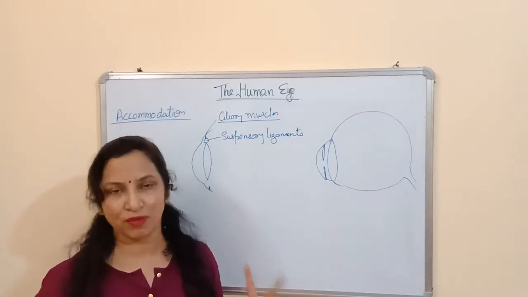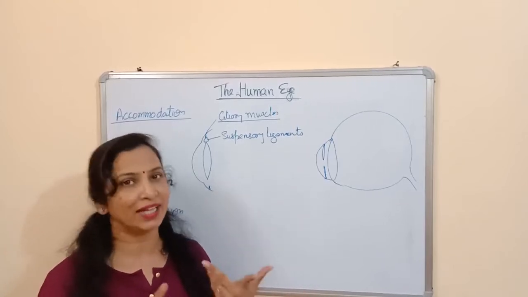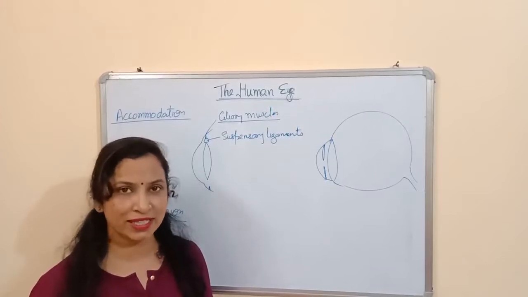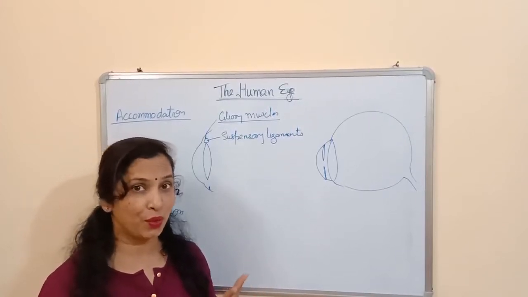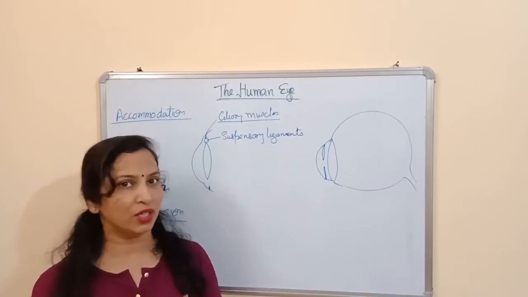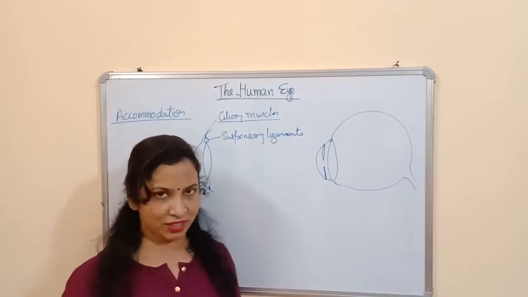The retina has two types of cells, called the cone cells and the rod cells. Rod cells are responsible for seeing the intensity of light, and cone cells are responsible for color. So C for cone and C for color. It is easy to learn that cone cells are responsible for seeing the different colors.